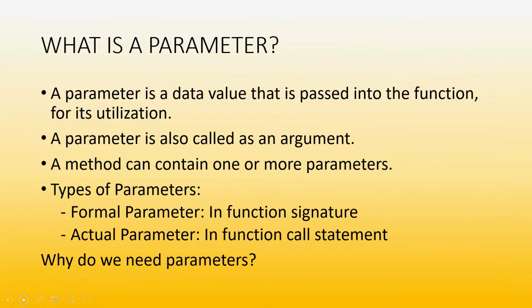So as we've seen before, a method can contain 0 parameters. It does not need to have parameters. Or it can have 1 or more parameters. And there's no limit to the number of parameters a function can have. There are two types of parameters, and we'll get to this a little later in the next slide: the formal parameter and the actual parameter.